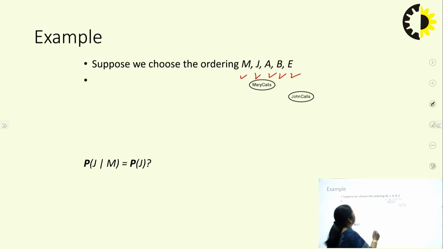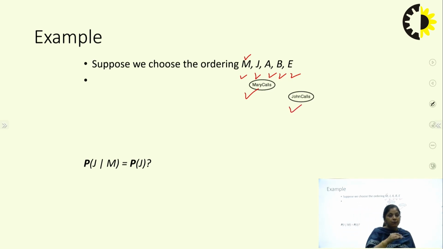For example, firstly I am considering Mary calls, so I created a node for Mary calls. Second, I am taking John calls, so another node will be created. Now all the links will be created. So we ask whether John calls is independent of Mary calls or not, because it will be connected to what has already been added to the network. Before John calls, what has been added to the network? Mary calls.